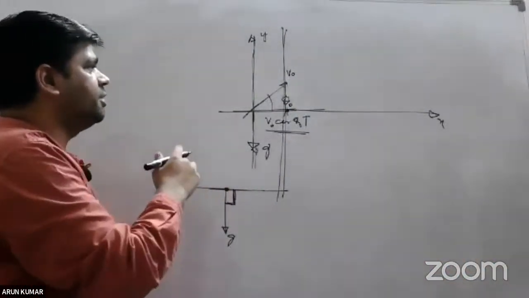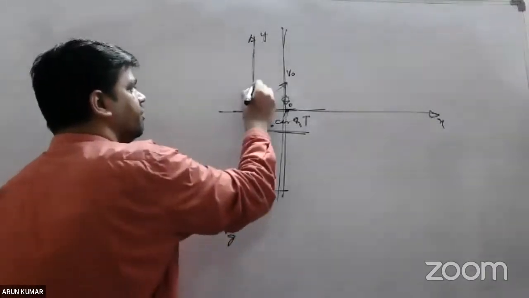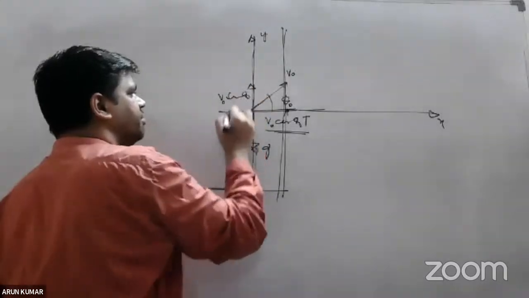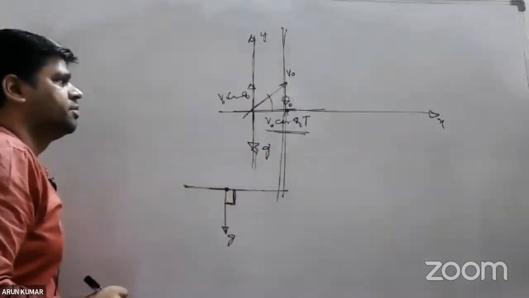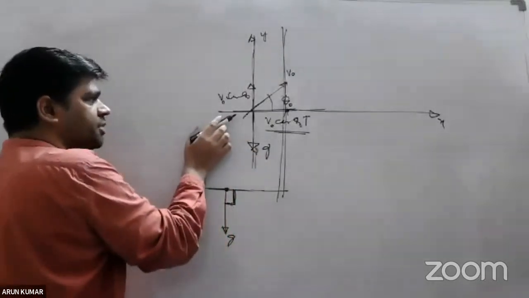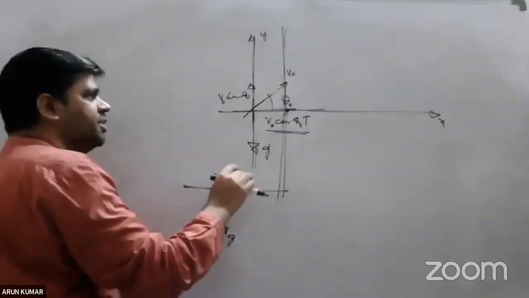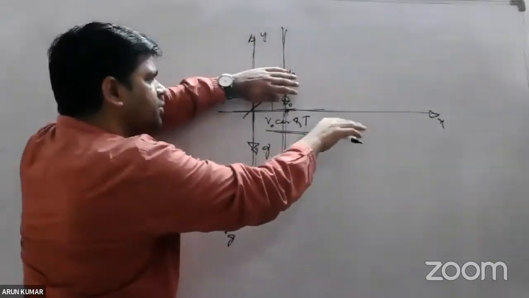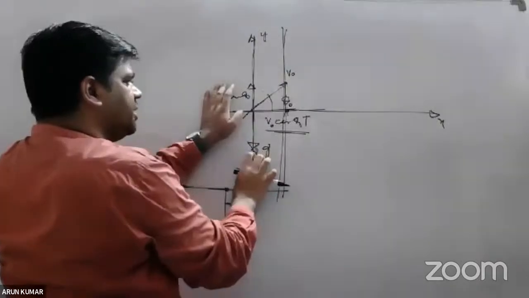Now, how about the vertical motion? The vertical component is V naught sin theta, and g is acting downward. So this is a retarded motion. I told you these are two independent motions. This is straight line motion with constant velocity, and this is straight line motion with constant acceleration.